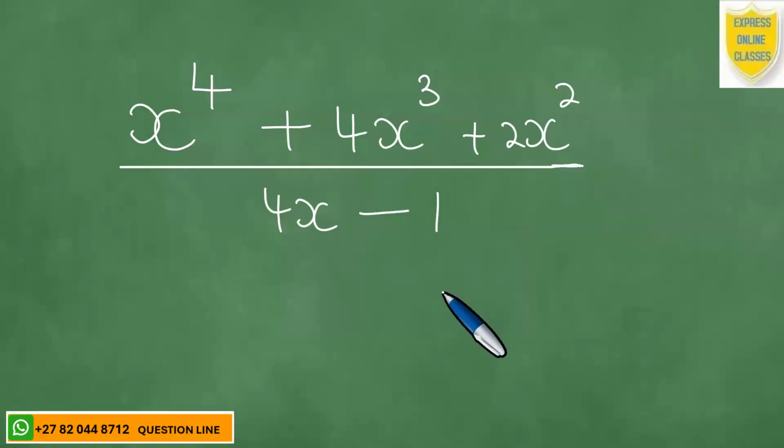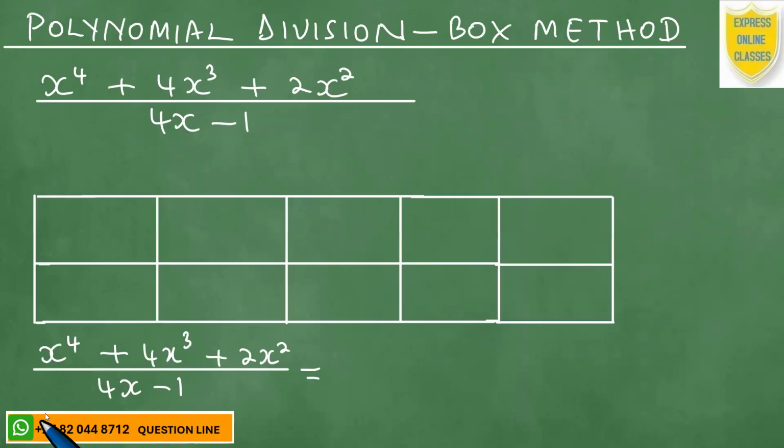In this lesson, we shall focus on polynomial division by using the box method, and we begin as follows. Right, we are doing polynomial division by using the box method, and we have the polynomial x to the fourth power plus 4x cubed plus 2x squared, all divided by 4x minus 1.